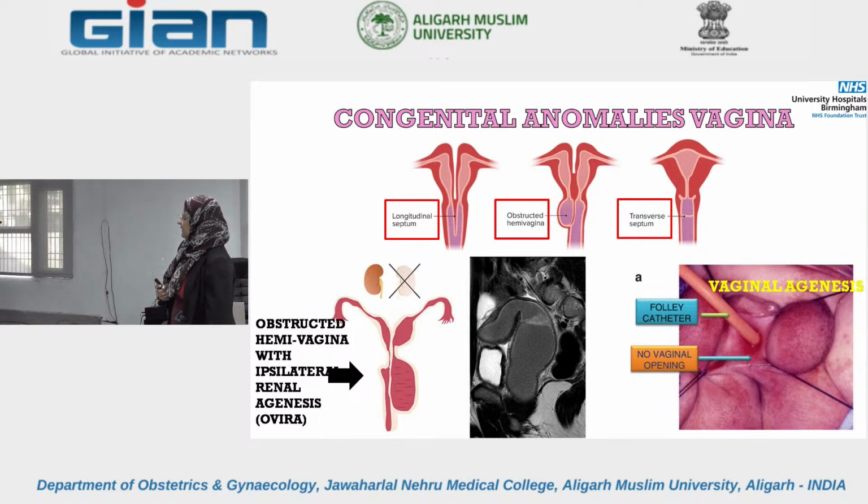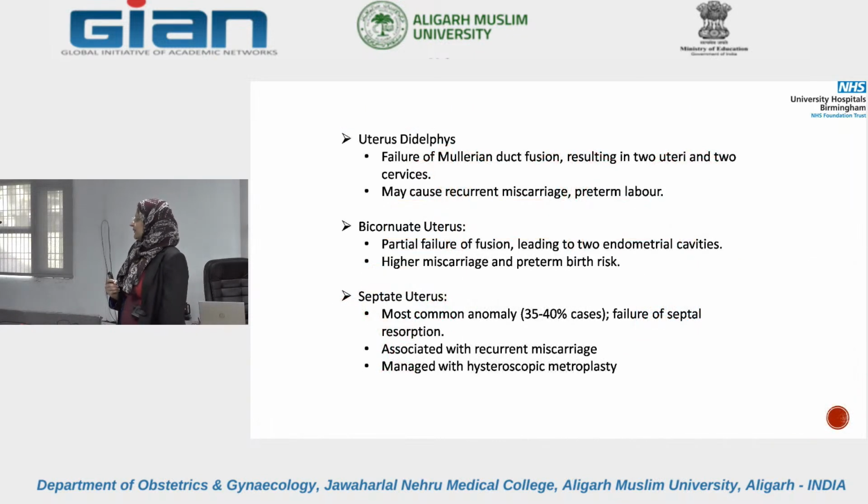So uterus didelphys. What happens? There is failure of Mullerian duct fusion resulting in two uteri and two cervices, which may cause recurrent miscarriage and preterm labor. So you have to remember these two things, recurrent miscarriages and preterm labor. So it has clinical implication. Bicornuate uterus, what happens? There is partial failure of fusion leading to two endometrial cavities. Again, higher miscarriage and preterm birth rate.